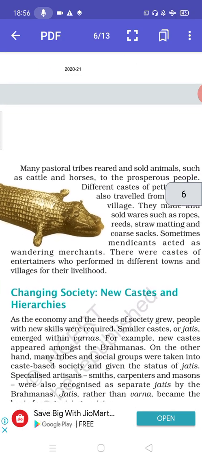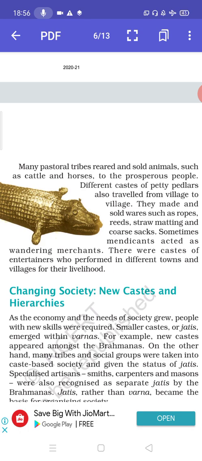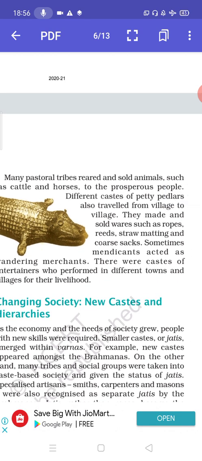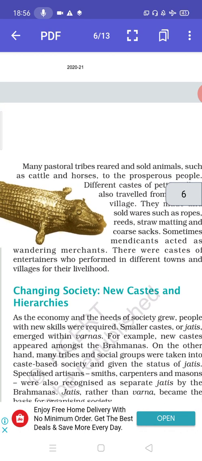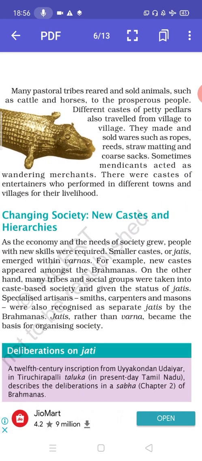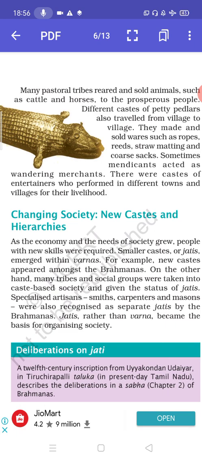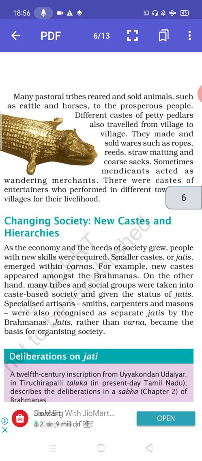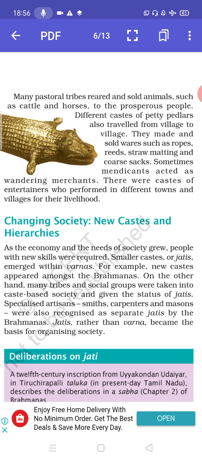There were people who acted as entertainers. They performed in different towns and villages for their livelihood. Changing society, new caste and hierarchies. As the economy and the need of society grew, people with new skills were required. Smaller caste or jatis emerged within varnas.